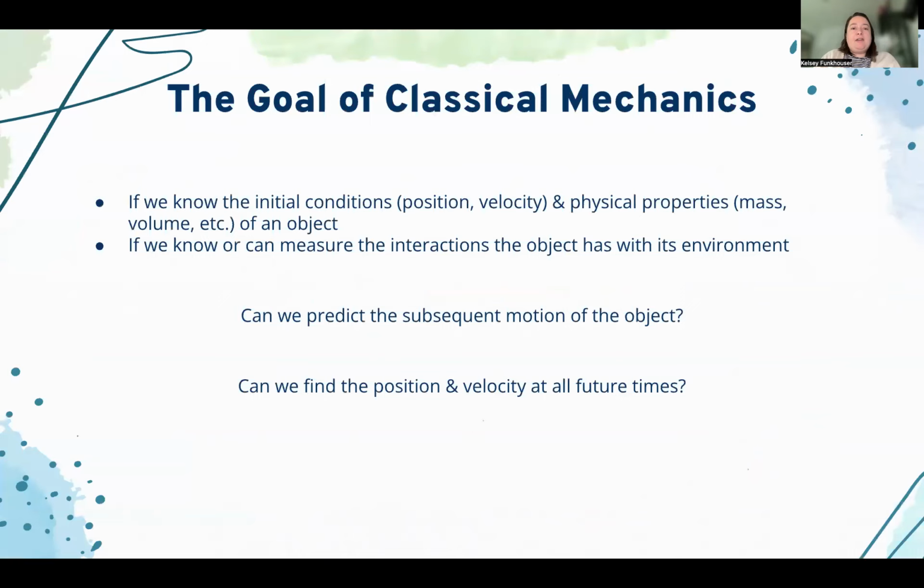First off, let's talk about the goal of classical mechanics. If we know the initial conditions, the position and velocity, and the physical properties, the mass and volume of an object, we know or can measure the interactions the object has with the environment. Classical mechanics then asks, can we predict the subsequent motion of the object? Can we find the position and velocity at all future times?